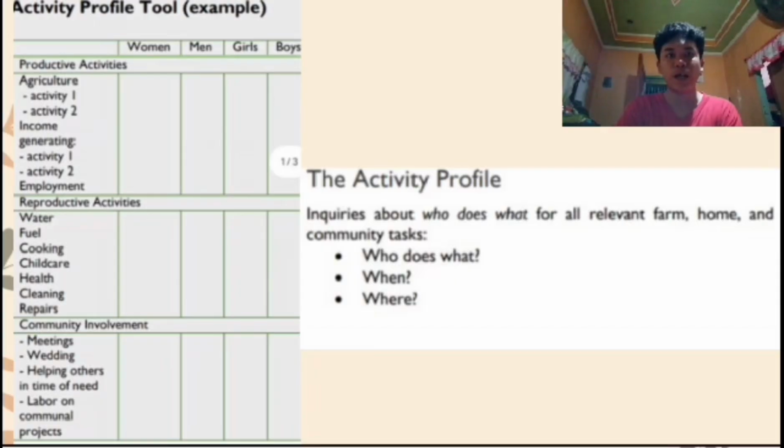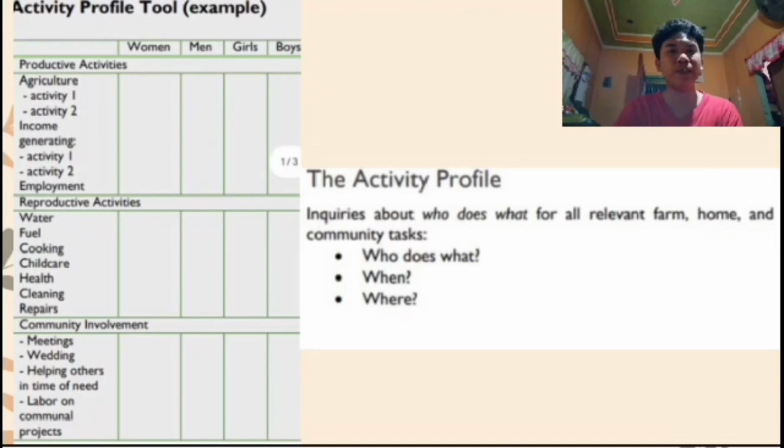men. One of the parts of the Harvard framework is the activity profile, which inquires about who does what for all relevant farm, home, and community tasks. In the activity profile, they are involved such as who does what, when, or where. And the table shows the example of the Harvard Analytical Framework.